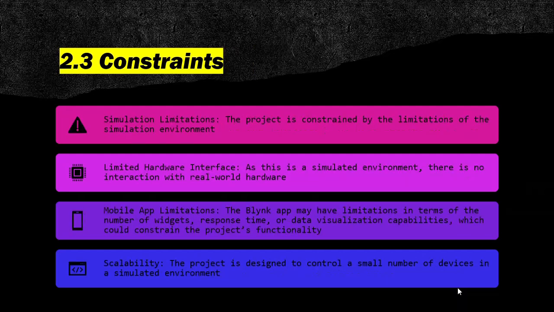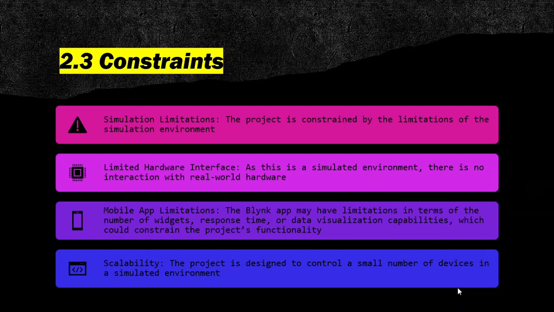Then constraints, simulation limitations. So if the simulation is not accurate, we will not get proper results. So this is just a simulated environment, we are just checking how it works basically. So there is no interaction with real-world hardware. So we are not using any real-world hardware here. We are just testing with our normal devices, like what we have created using the widgets.